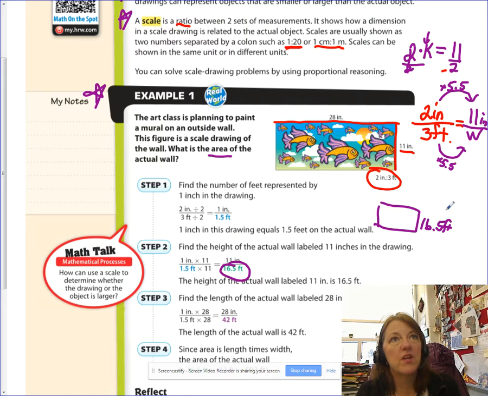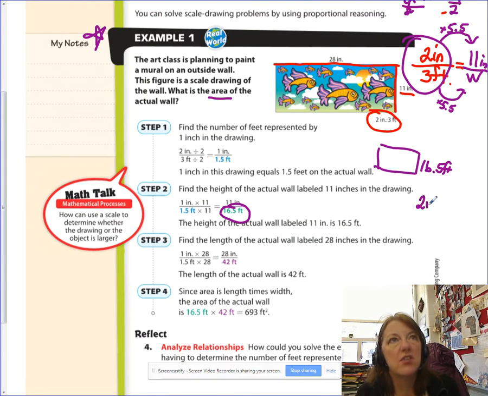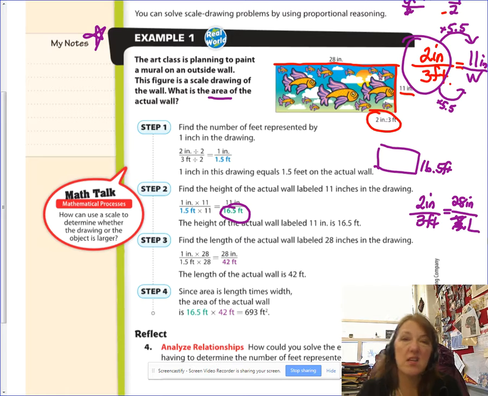Okay. Now we've got to do another one to find the length, or sometimes we call that the base, of this rectangle. In my drawing, it's 28 inches. So I'm going to use my same scale, and I'm going to say 2 inches to 3 feet. That is going to equal, I have 28 inches in my scale model or my drawing. What is this in real feet? Now, you can use X, or if you'd rather use L, because then you know it's the length, you can do that.